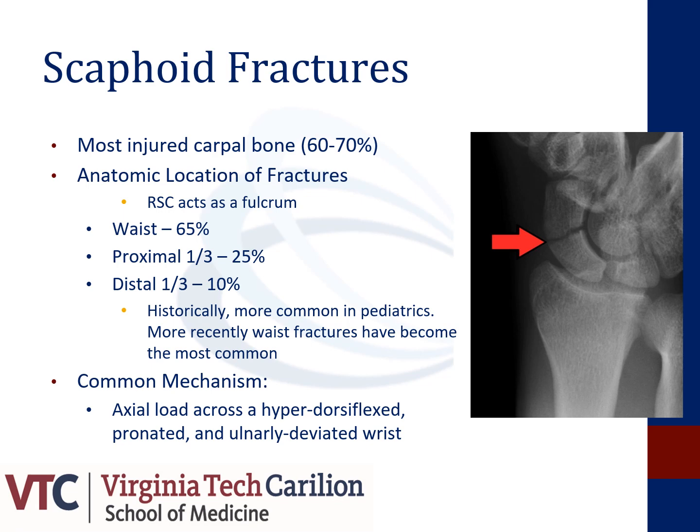Historically, we thought that distal third scaphoid fractures were more common in pediatrics. However, that has recently changed, and waist fractures have become the most common. One of the thoughts is that maybe with our increasing size of our children, that's why we're seeing more scaphoid waist fractures, but it is not yet clear. A common mechanism for fracture is an axial load across a hyperdorsiflexed, pronated, and ulnarly deviated wrist.